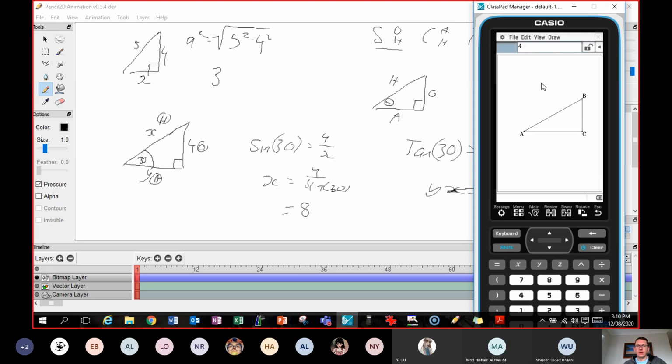Lock it in. What's the length of my hypotenuse? 8. What's the length of my adjacent? 6.9. What's the area? 13.885. What's this angle? Well, this is obviously going to be 60 because it's 90, 30, obviously 60. Total triangle adds up to 180. So that's how we use SOHCAHTOA.